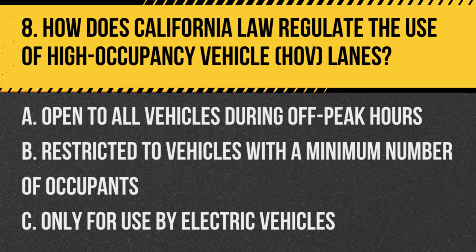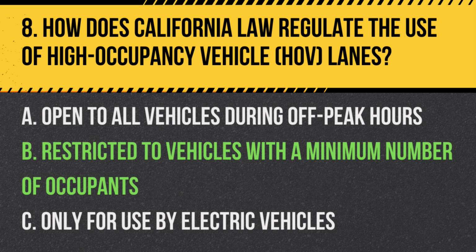Question 8. How does California law regulate the use of high-occupancy vehicle (HOV) lanes? A. Open to all vehicles during off-peak hours. B. Restricted to vehicles with a minimum number of occupants. C. Only for use by electric vehicles.